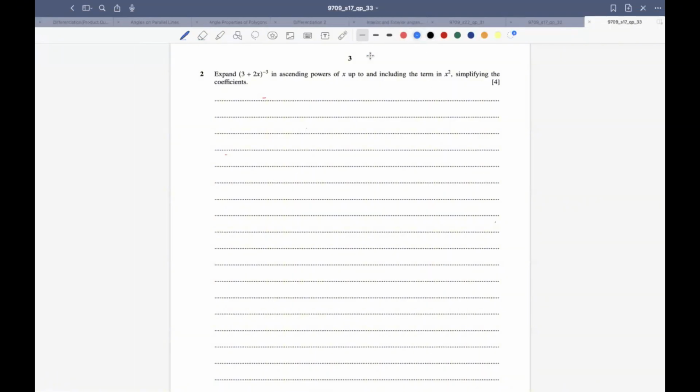In question 2, we have to expand (3 plus 2x) to the power minus 3 up to the term in x squared. So we know that the expansion for (1 plus b) to the power n is given as 1 plus nC1 b to the power 1 plus nC2 b to the power 2. And we should already know that nC1 is equal to n, and nC2 will be written as n into (n minus 1) upon 2 factorial.